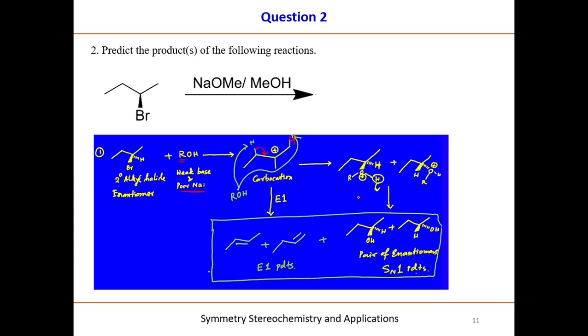When it follows the SN1 mechanism, again we will get two products, one from front side attack and one from back side attack. So we will get two different products, a pair of enantiomers, and here we will get the E1 products. One is Zaitsev and the other one is Hofmann. The Zaitsev one will always be the major one, and this is the minor one. It will follow the Markovnikov rule. So these four are the products possible under the second reaction condition, that is, with methanol.